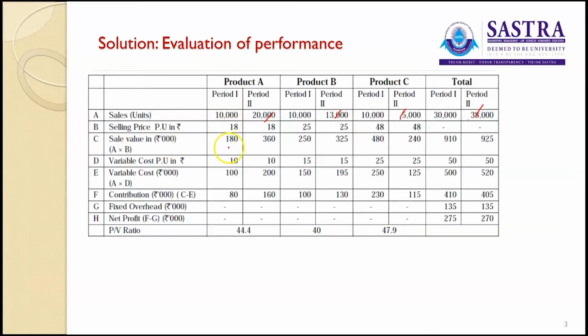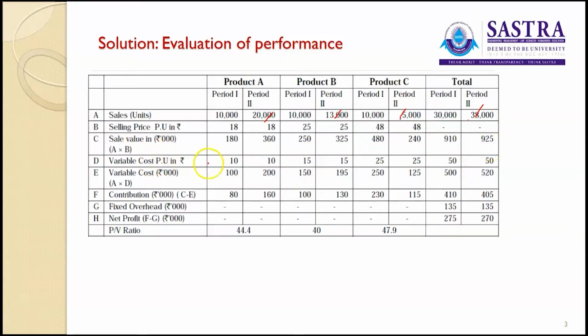Now 18 into 10,000, it is 180,000. Then 20,000 into 18, we have 360,000. Then 25 into 10,000, it is 250,000. 13,000 into 25, 325,000. Then 10,000 into 48, 480,000. 5,000 into 48, it is 240,000. Then the total is 910 for your first period and 925 for the second period.